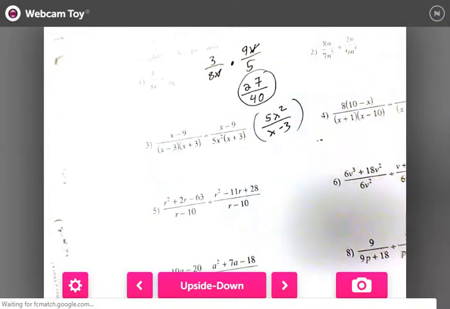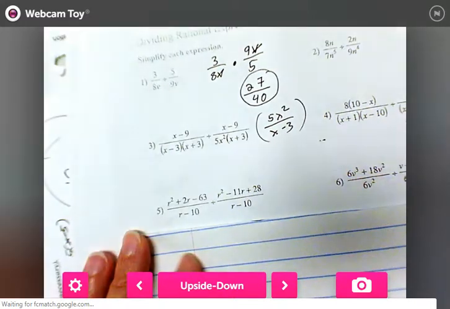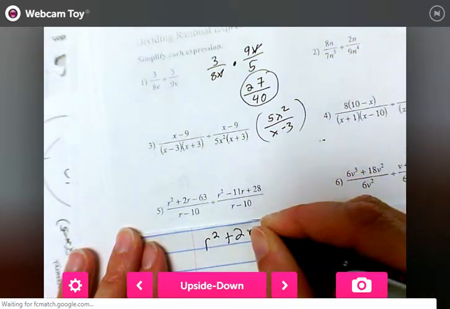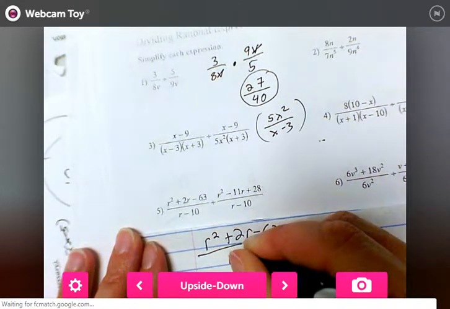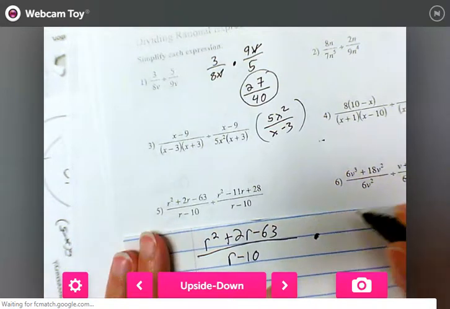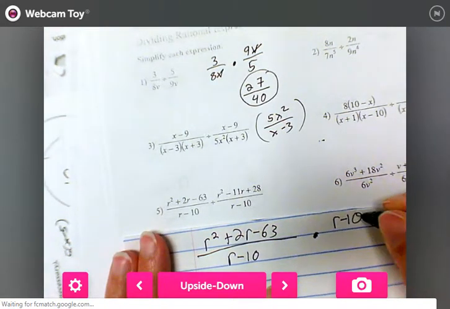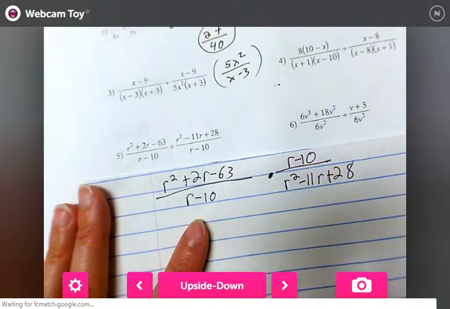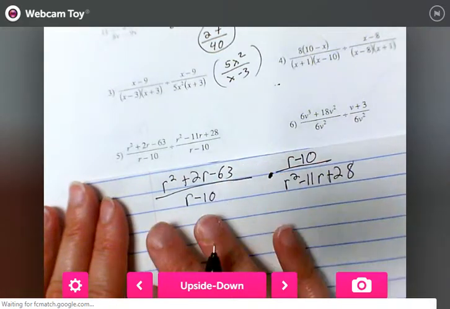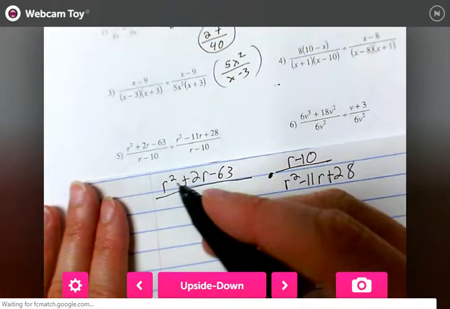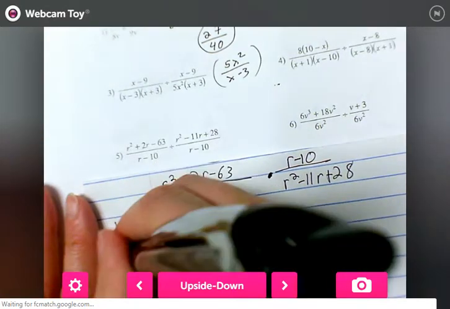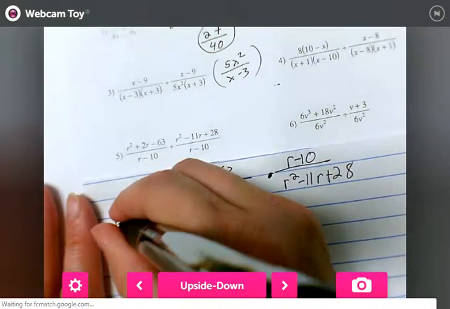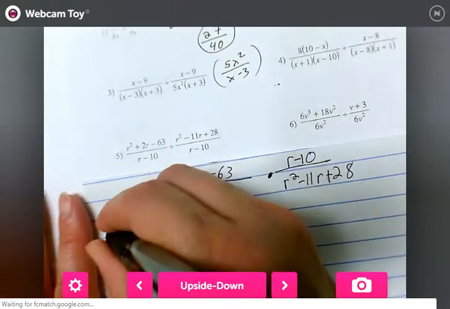Let's move to number 5. So what's the first step when we're dividing rational functions, guys? We're going to flip. So we have r squared plus 2r minus 63 over r minus 10 times r minus 10 on top over r squared minus 11r plus 28. Now we should do it exactly how we did multiplying, where I'm going to factor. So I know this is going to be r squared and negative 63. So I know I have r and r.